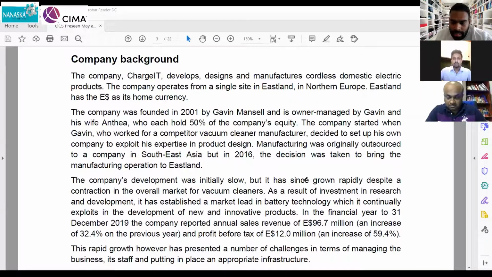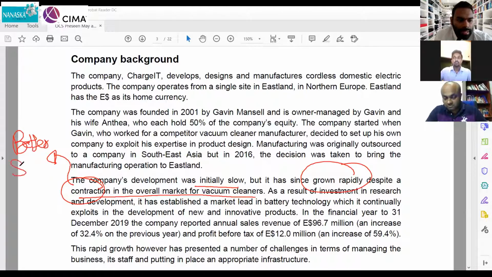If you read it, it says the company's development was initially slow, but they have grown rapidly. But the overall market for vacuum cleaners is in contraction. So you see, there is a contraction. I think there might be two reasons for this. If the market for vacuum cleaners is going down, maybe there is a better product, a better substitute, that customers are switching to. That might be one possible reason.